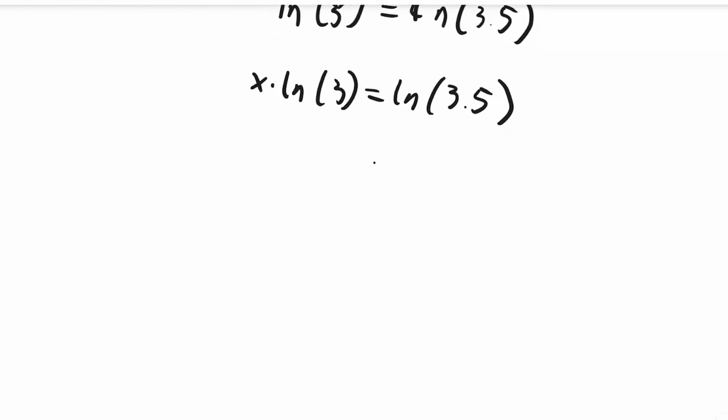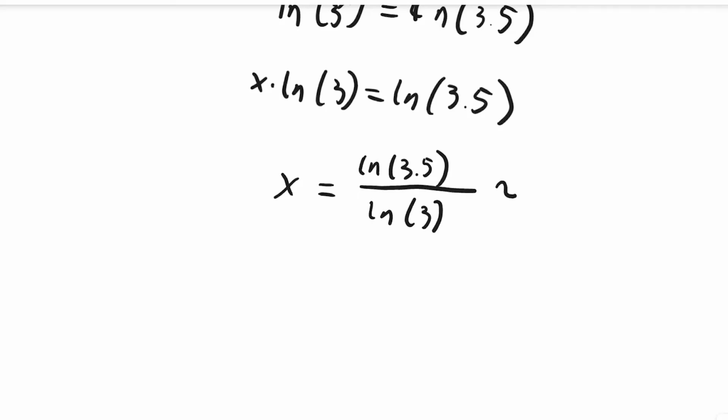So x equals ln 3.5 divided by ln 3, and that is approximately 1.14. And that was it for these two equations.